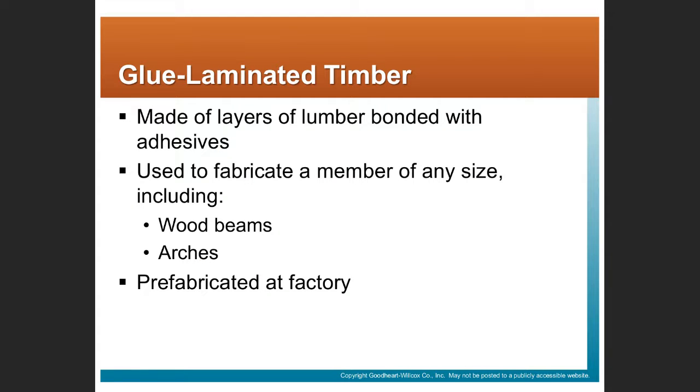Right, another type of lumber is called glue laminated timber or glulam. In this case, we're taking multiple layers of lumber, bonding them together, and making bigger members, right? Using them to make beams or arches. And this is typically done at a factory, right? We're not going to do glue laminating in the field. We'll buy it from a factory.